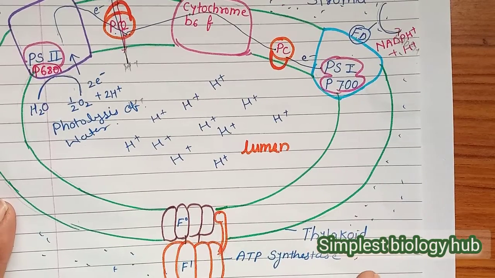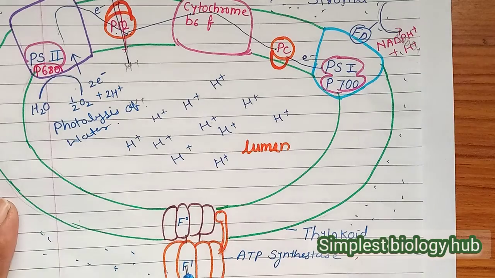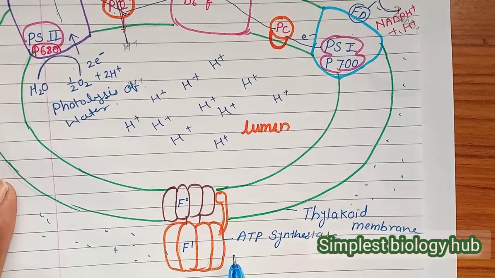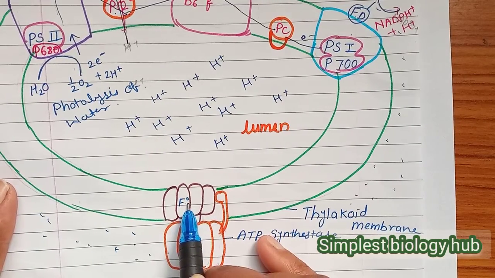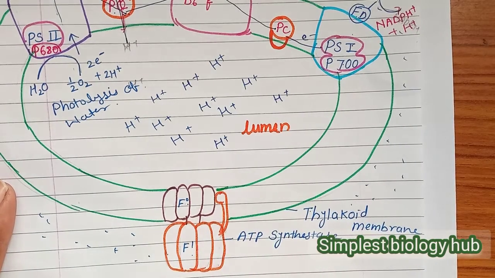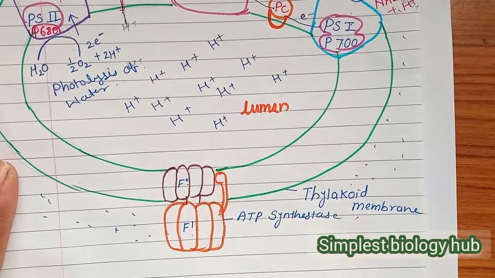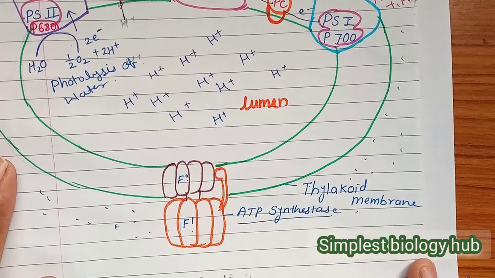To overcome this problem of the proton gradient and the high concentration of hydrogen ions inside the lumen, another machinery is also attached to the thylakoid membrane, and that we call ATP synthetase. It is an enzyme. It has two parts, the F0 and F1 parts. The F0 part is located inside the membrane, while the F1 part is located outside the lumen, or outside the thylakoid membrane. This F1 part is responsible for the formation of ATP because it is the machinery of ATP synthesis.